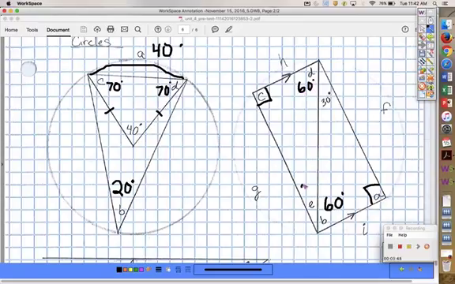If B is 60 degrees, how long is F? F is 120 degrees. What else is 120 degrees? If you said G, you are correct. G is also 120 degrees. That means H would be not 30, but 60 degrees. And that means I would also be 60 degrees.